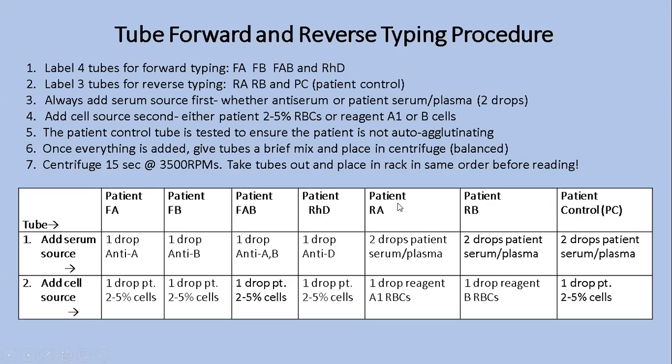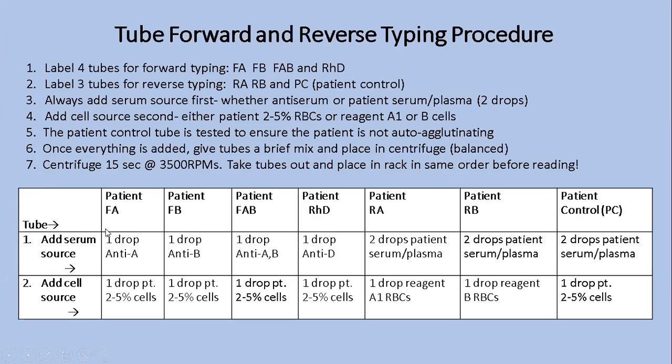Okay, when we are doing reverse typing, the serum source is our patient's serum or plasma. And whenever we're using patient's serum or plasma as our potential antibody source, we double up, because patient's serum does not have as strong of reactivity as a reagent anti-serum. So it's 2 drops of our patient's serum or plasma in RA, in RB, and also in the patient control. Okay? Then we're going to add our cell source. It's either going to be our patient's 2 to 5% red cell suspension that we prepared with saline, or reagent A1 and B cells. Okay?